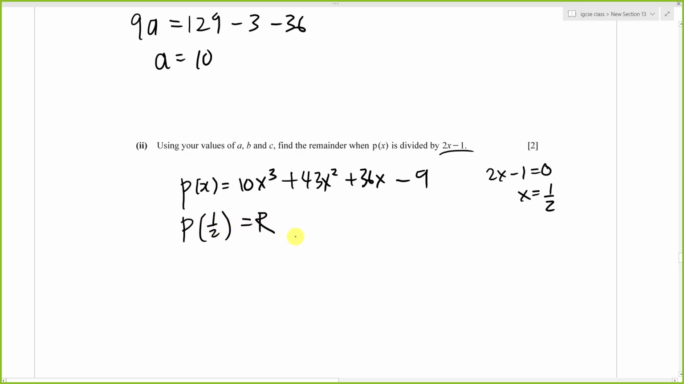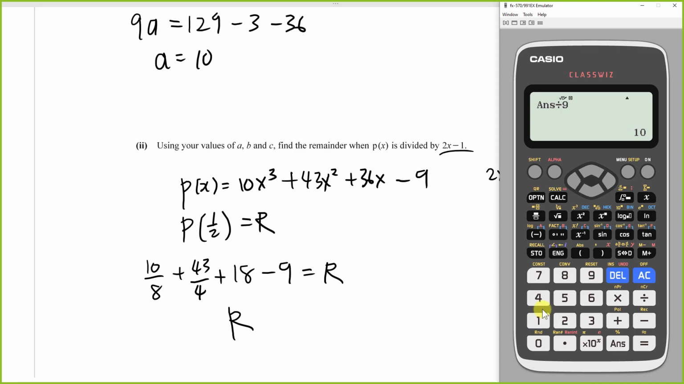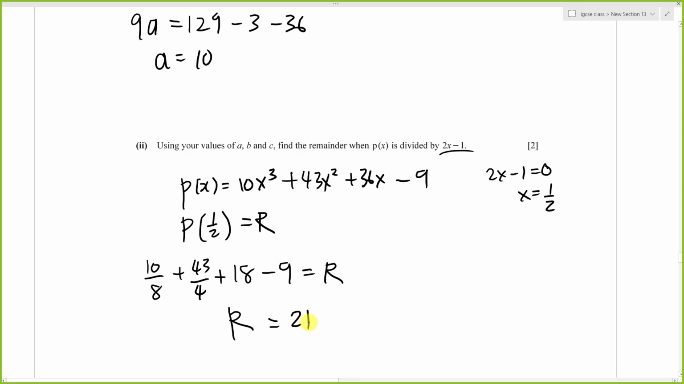So that I no need to do a long division. I just need to plug the 1 over 2 into here. So it's 10 over 8, because 1 over 2 to the power of 3 is 1 over 8, right? Plus 43 over 4 plus 18 minus 9 equals my R. Then I will use the calculator to do this. 10 over 8 plus 43 over 4 plus 18 minus 9. Okay, so the answer should be 21. So your remainder will be 21.